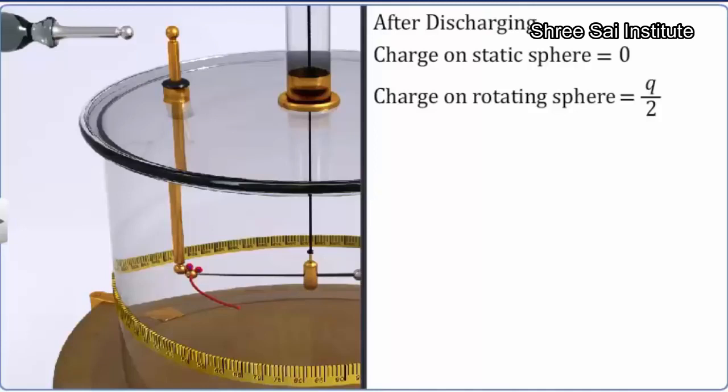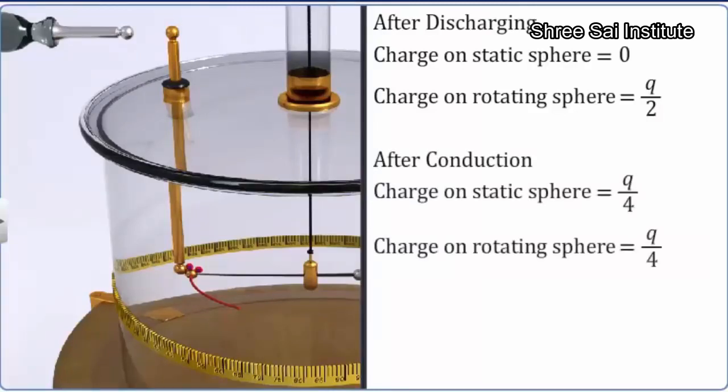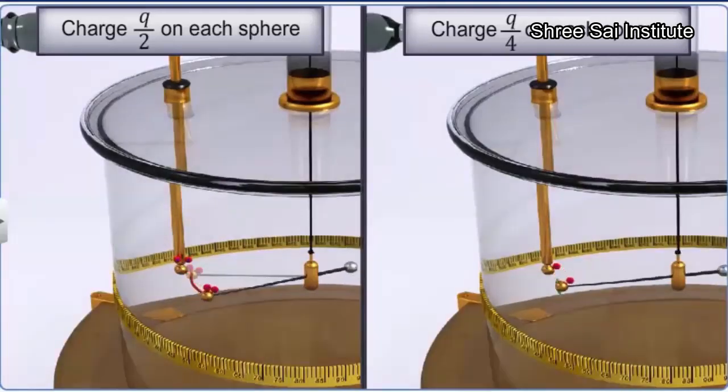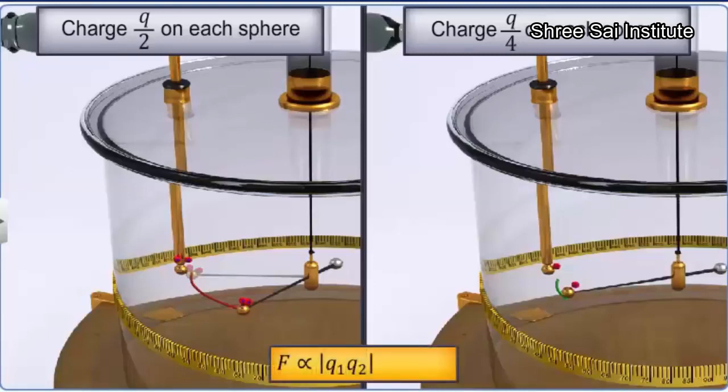Again, due to conduction, the spheres now have a charge Q/4 each. As both the spheres are identically charged, they repel each other. However, the angle of deflection observed is lesser than the previous observation for charge Q/2 on each sphere. Therefore, it can be concluded that as the charge on the spheres decreases, the force of repulsion between them also decreases. From these experiments with charged spheres at constant distances, it was concluded that the electrostatic force between two charges is directly proportional to the product of the charges. If the charges are Q1 and Q2, then electrostatic force F between them is proportional to Q1 into Q2.